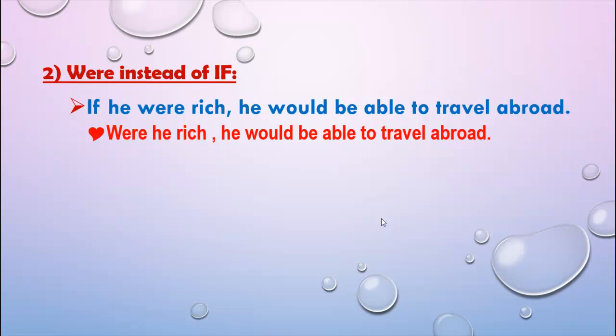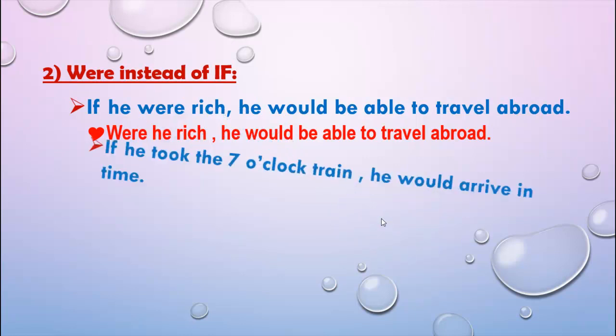Were he rich, he would be able to travel abroad. And it gives the same meaning as the first one. Sometimes we have a sentence in the second conditional, but the main verb is something else, like this one.